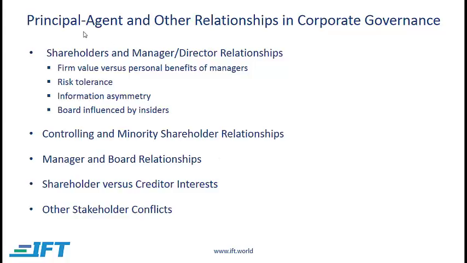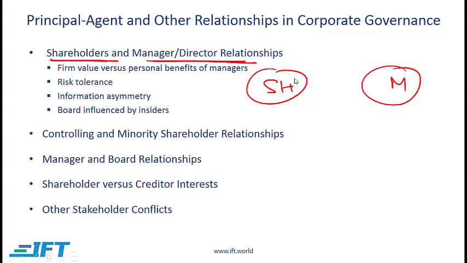Coming now to the different relationships and conflicts that exist in the context of corporate governance. One of the most important issues has to do with shareholder and manager-director relationships. Let's start with shareholder and manager-director relationships. So as we said, shareholders own the company and managers run the company. The shareholders in this case are the principals and the managers are agents. In essence, managers are agents of the shareholders.